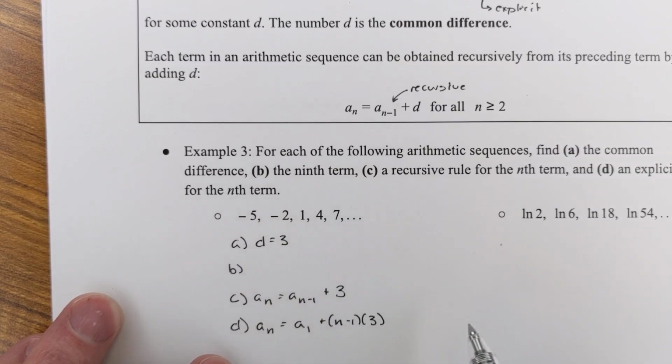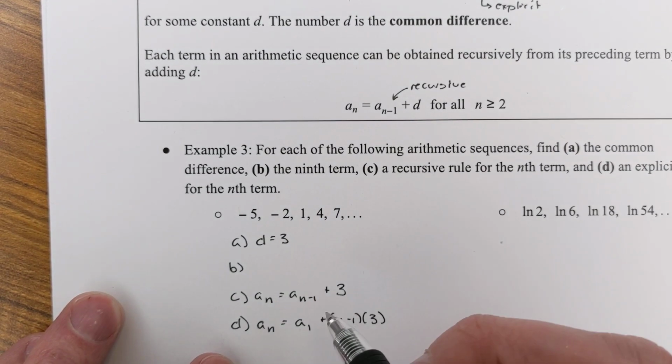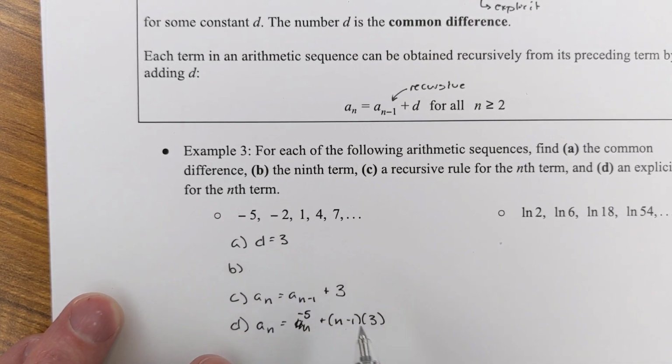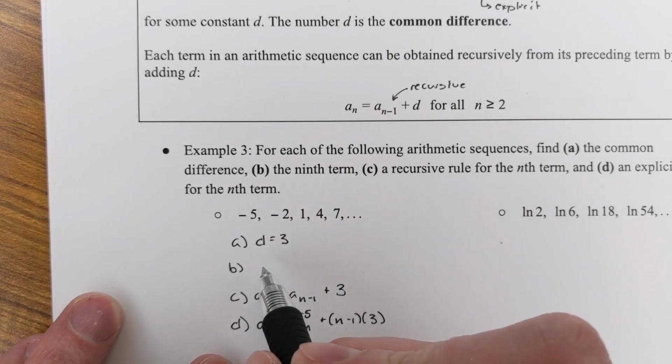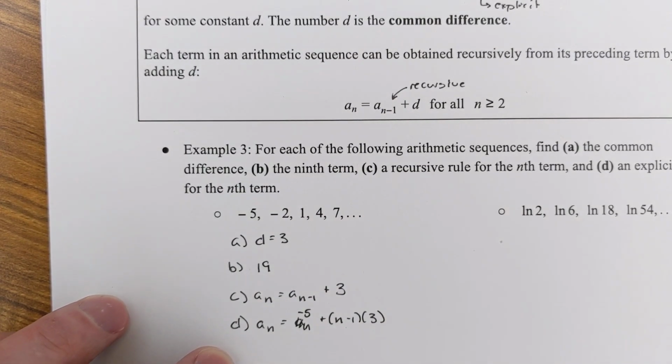So now if I want to go back and find the 9th term, I'm just going to plug 9 in here and plug my a1 in. Actually, I know what a1 is; that should just be -5, because I know what the first term is. So for the 9th term, plug 9 in here. I get 9 minus 1 is 8. 8 times 3 is 24. -5 plus 24 is 19. So the 9th term would be 19.